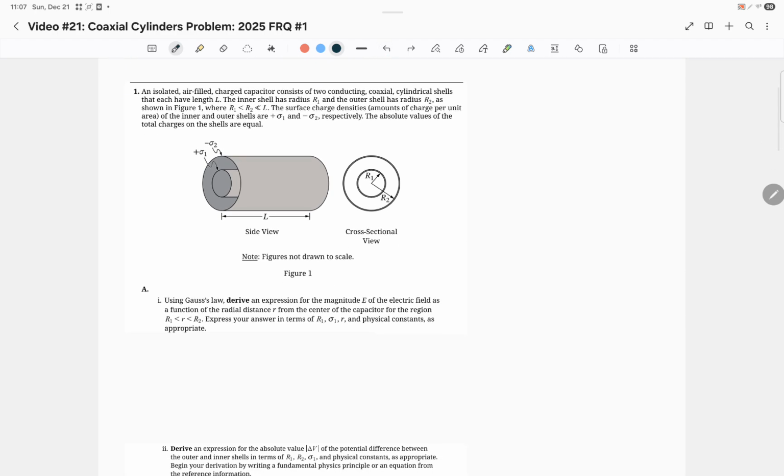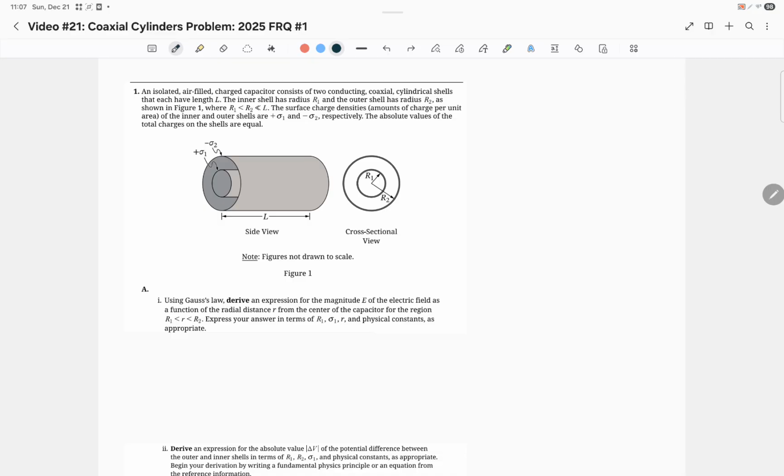An isolated air-filled charged capacitor consists of two conducting coaxial cylindrical shells. Any calculus students probably have PTSD from that. They each have length L. The inner shell has radius R1, and the outer shell has radius R2, as shown in Figure 1, where R1 is less than R2, which is much, much less than L.